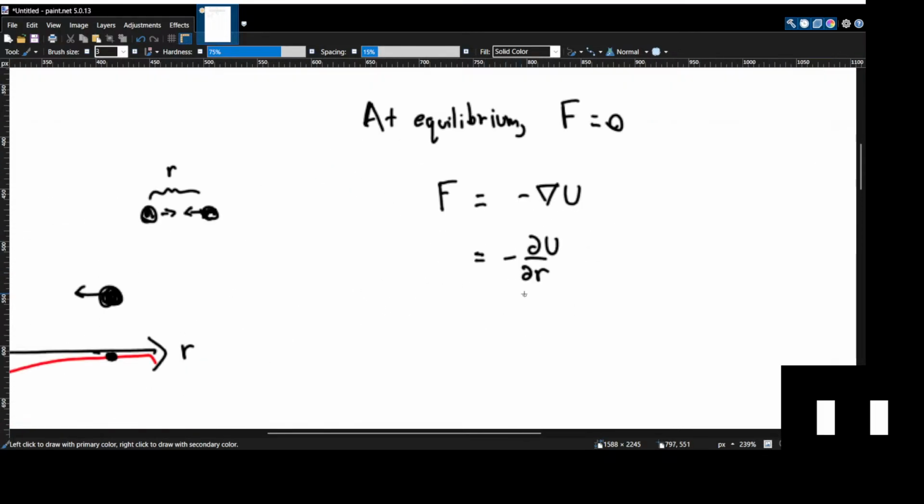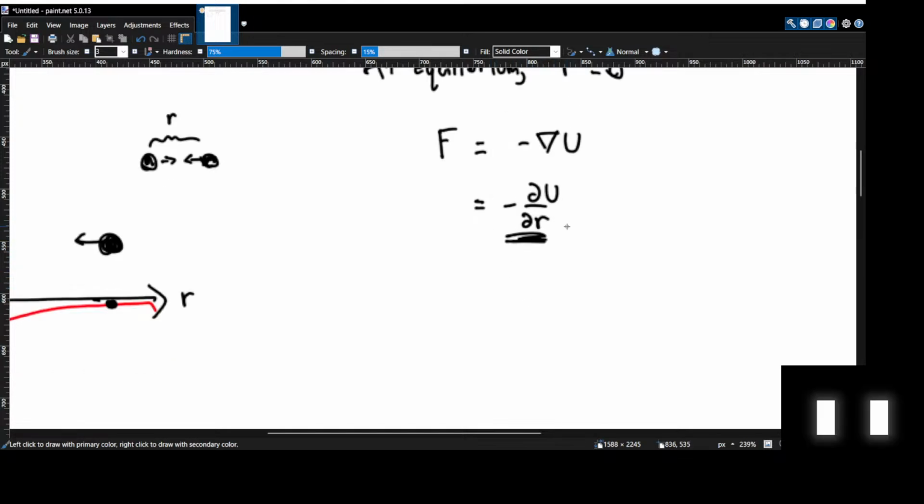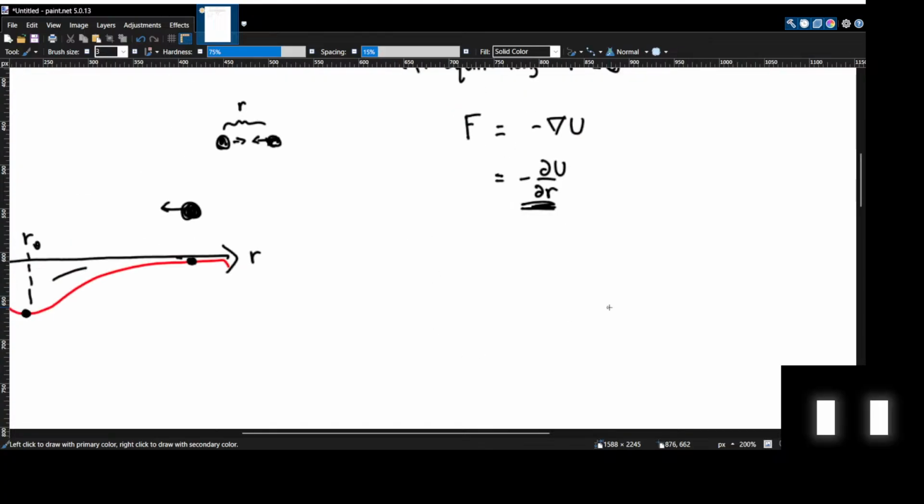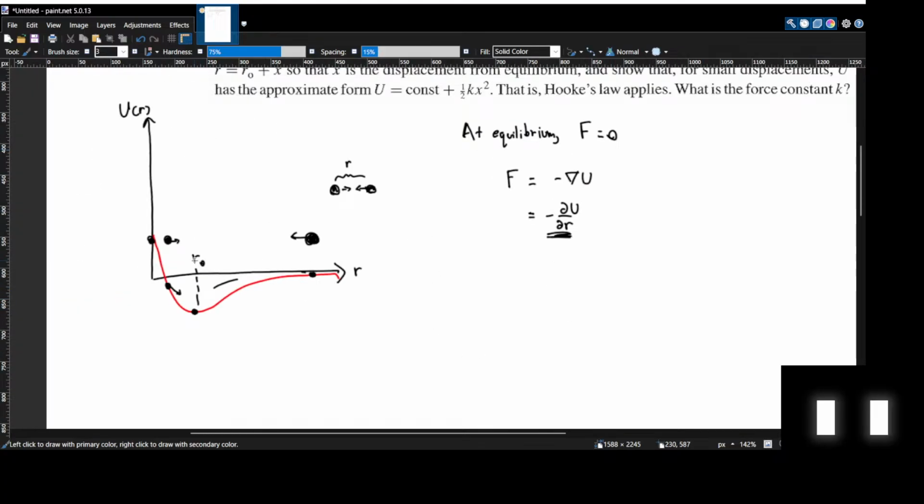So we're trying to find the negative partial U by partial R, del U by del R. And then we have to set it equal to 0 to find where the equilibrium point is. Which may look a little familiar, because we are trying to find the point where the derivative is 0, which is where the point is at a minimum or a maximum, right? A local minimum or local maximum has a derivative of 0 at that point.